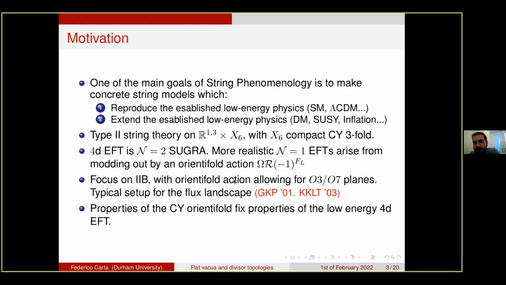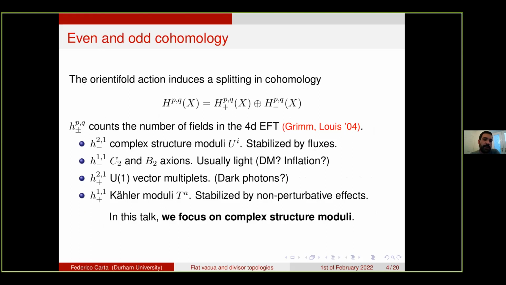Now we consider these Calabi-Yau orientifolds, and in particular we choose orientifolds with fixed loci at codimension 1 and 3, namely O3 and O7 planes. This is a typical setup for the flux landscape, as explained in seminal papers such as GKP, KKLT, and so on. Crucially, properties of the Calabi-Yau orientifold will fix properties of the low energy 4D effective field theory. In particular, the number and type of fields that we have in the 4D theory will depend on topological properties of the Calabi-Yau.